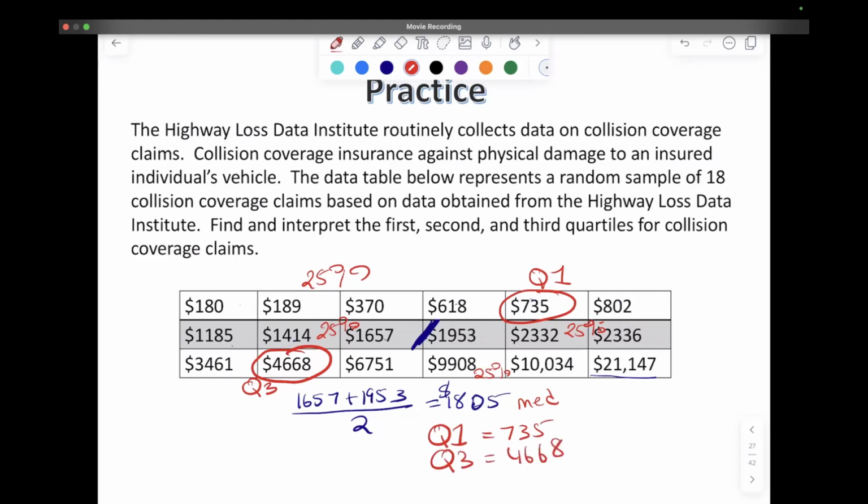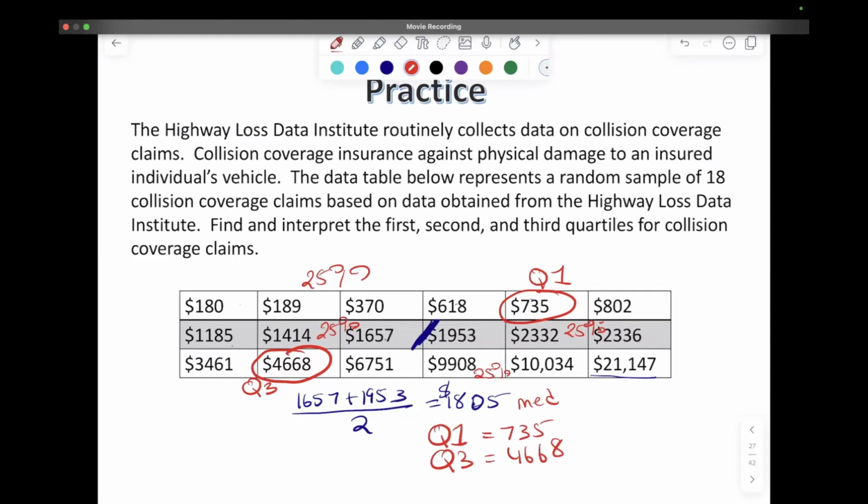We're going to now talk about, I think I have one more mean or median to do, one that has even numbers, I think. Hold on a second. We'll see. You'll see.